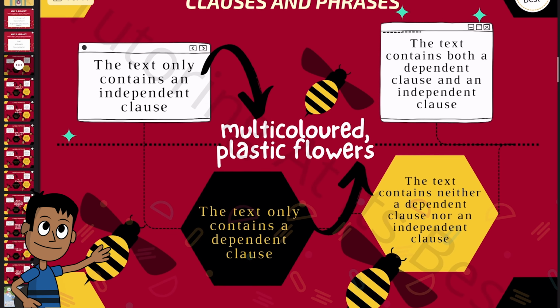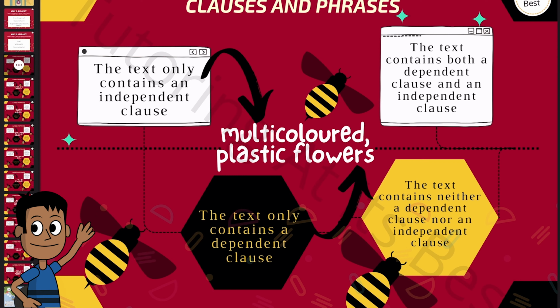Question number 1. So we've been given clauses and phrases, such as the one in the center, multicolored plastic flowers. It is your duty to go ahead and decide if this text contains an independent clause, if it contains a dependent clause, or if it doesn't contain one at all.